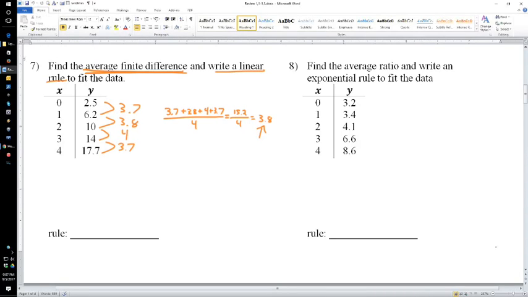And the nice thing is they give us the start. Yay, it's right there. So from here it's easy. y equals 3.8x plus 2.5.